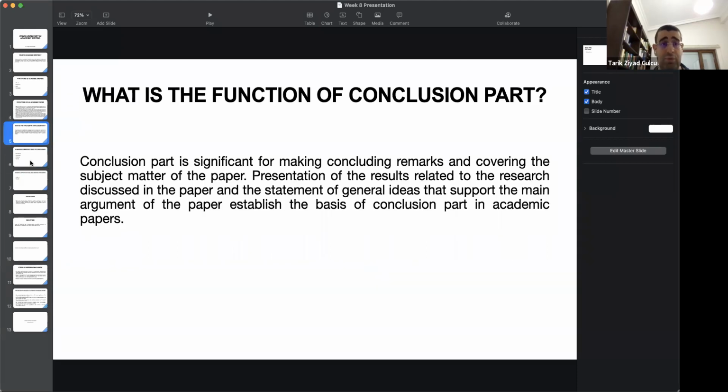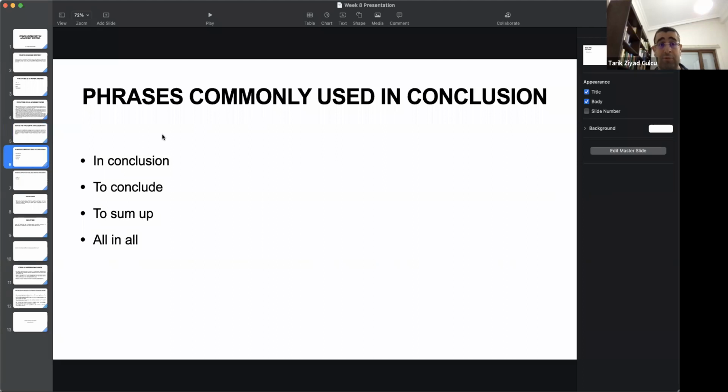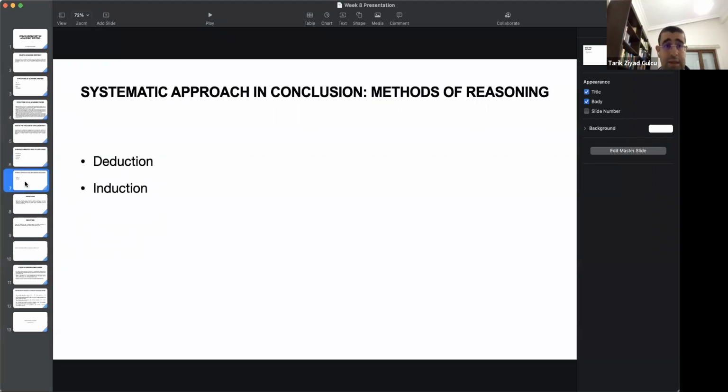But before talking about this, when writing the conclusion part, there are some phrases commonly used in the conclusion. For example, in conclusion, to conclude, to sum up, all in all. These phrases are commonly used at the beginning of the concluding paragraph. Like the introduction part, as we said, the conclusion part has a systematic approach.